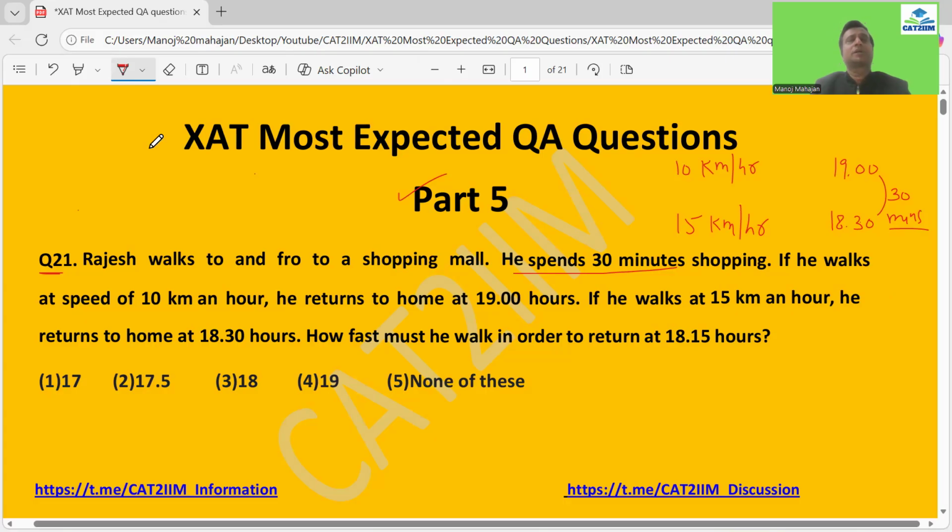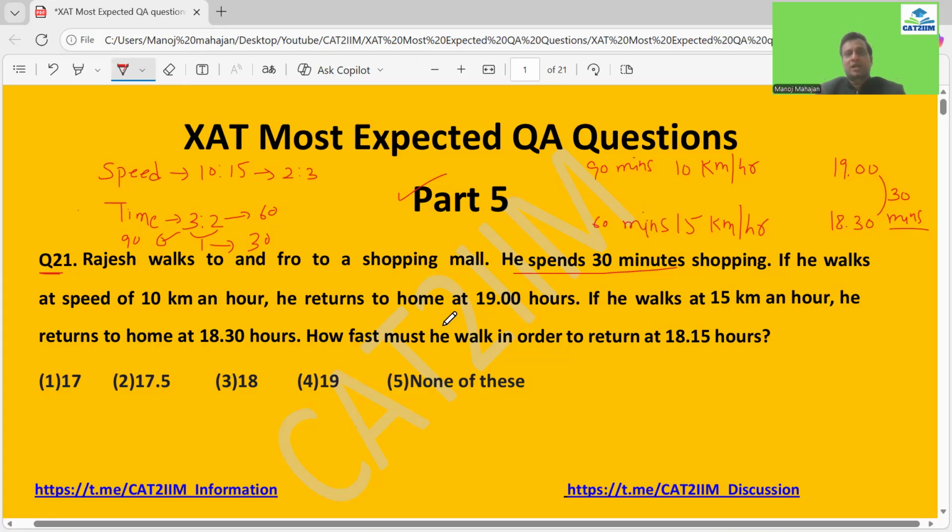What we know is that if the distance is the same, which it is in both cases, then whatever the speed ratio you have, the reciprocal of that would be the time ratio. The speed ratio of 10 to 15, if I remove 5, will be 2 is to 3. So time would be 3 is to 2, as we are taking the reciprocal. What is 1 unit? 30 minutes, the difference here. Which means at 10 he would take 90 minutes, and at 15 he is going to take 60 minutes. This is the traveling time.